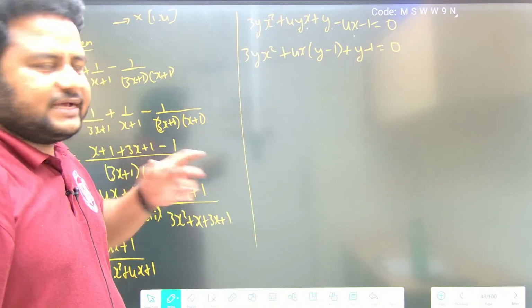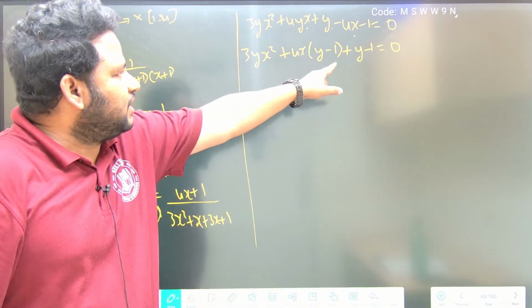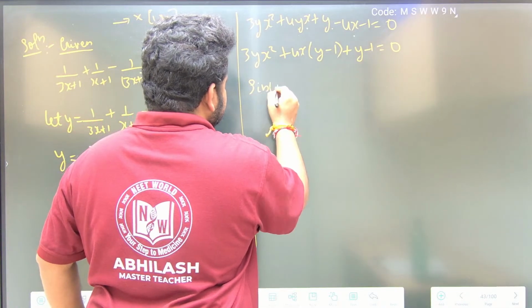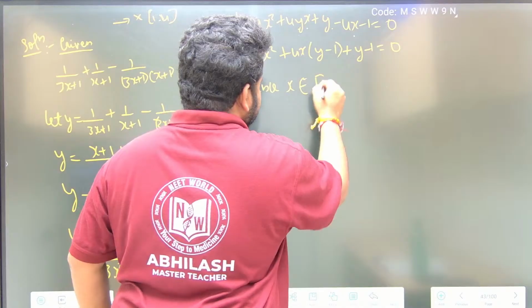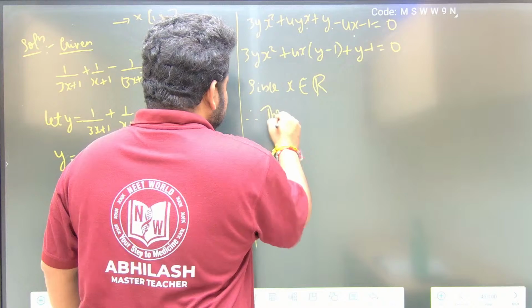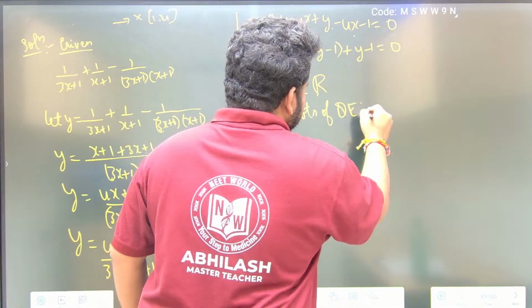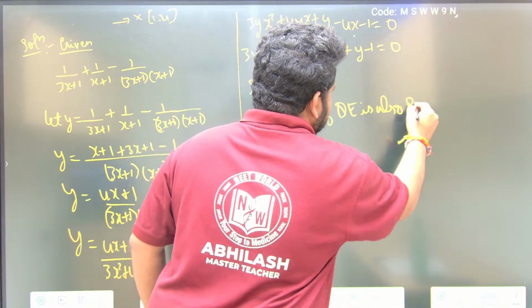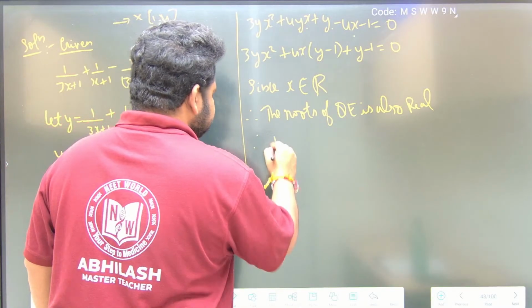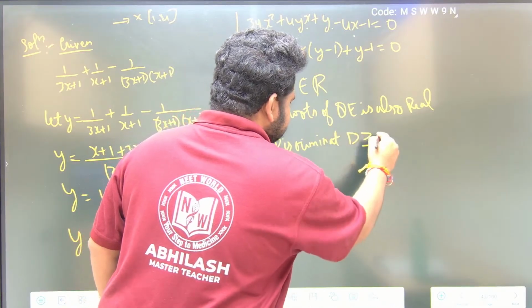So this is what I am having: 3y x square plus 4 into y minus 1 x plus y minus 1 is equal to 0. Since x belongs to real numbers, therefore the roots of the quadratic expression are also real. Therefore, the discriminant D is greater than or equal to 0.